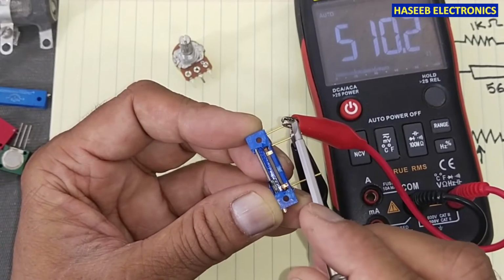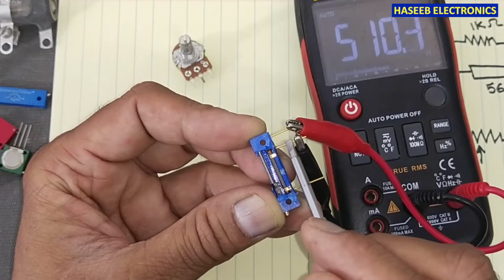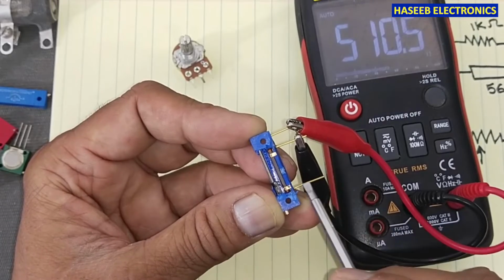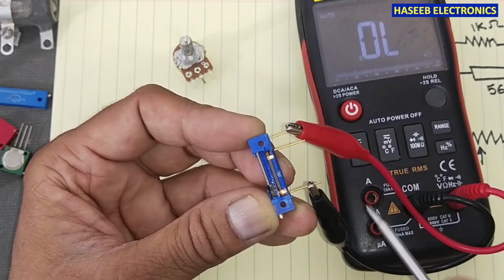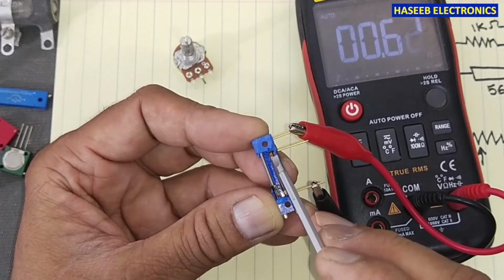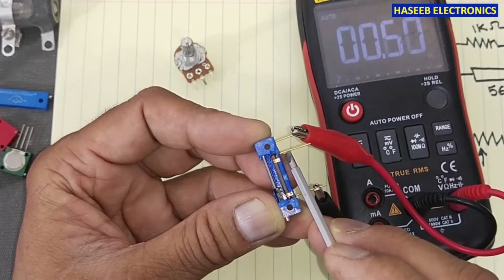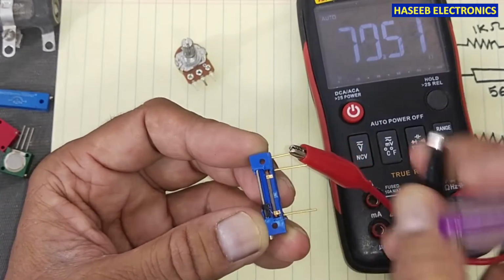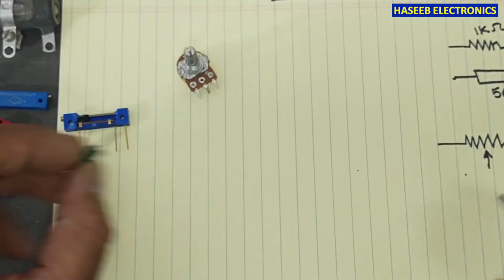This time this slider has reached here, and this is now in circuit. And now in between this point and this point we have low resistance. When this slider was here, between these 2 points was 0 resistance. Now between this point and this point, 0 resistance. So this is the working principle of potentiometer.